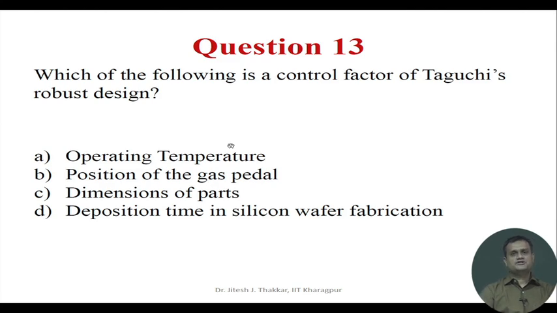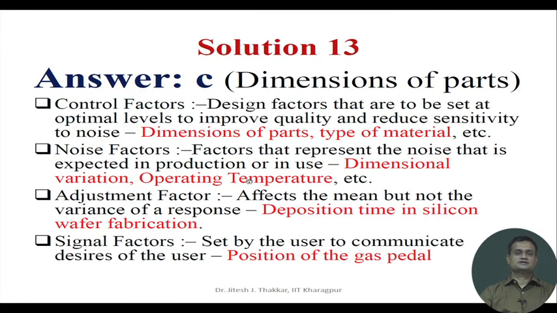Question 13. Which of the following is a control factor of Taguchi's robust design? A. Operating temperature, B. Position of the gas pedal, C. Dimensions of parts, and D. Deposition time in silicon wafer fabrication. So the correct answer is C, dimensions of parts. Control factors are design factors that are to be set at optimal levels to improve quality and reduce sensitivity to noise. Second is the noise factor, such as dimensional variation, operating temperature, etc. Adjustment factor, deposition time in silicon wafer fabrication, and finally signal factor, position of the gas pedal.